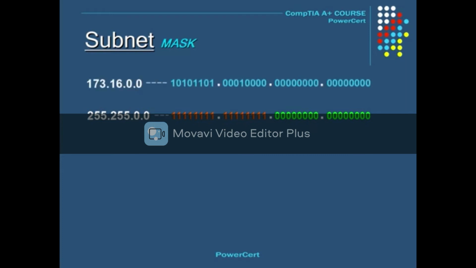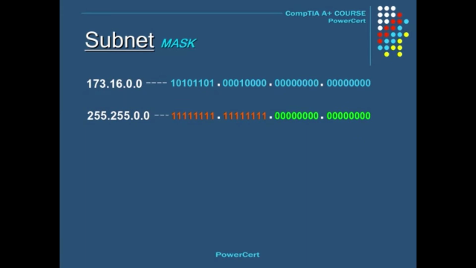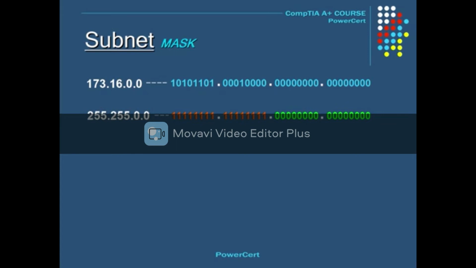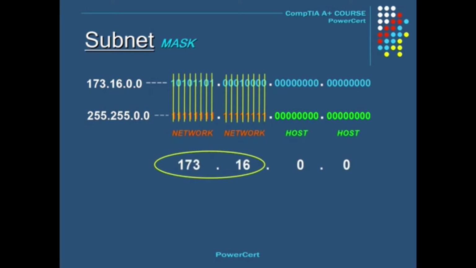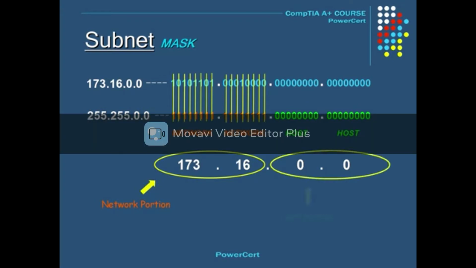Now let's go ahead and add our IP address with its binary form. So the way to tell which portion of this IP address is the network portion is when the subnet mask binary digit is 1, it will indicate the position of the IP address that defines the network. So we'll cross out all the digits in the IP address that line up with the ones in the subnet mask. And when you do this, it will reveal that the first two octets are the network portion, and the remaining is the host portion.